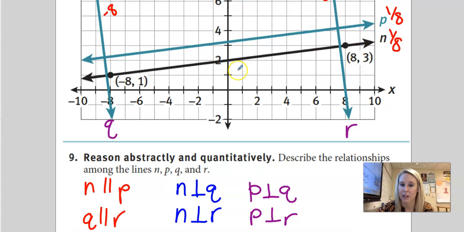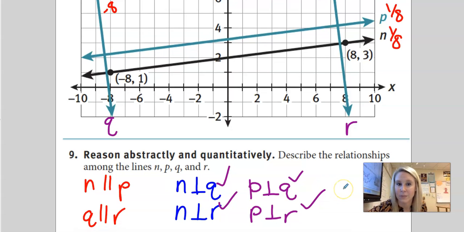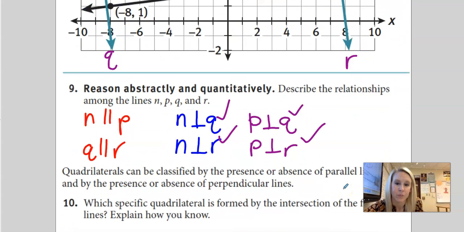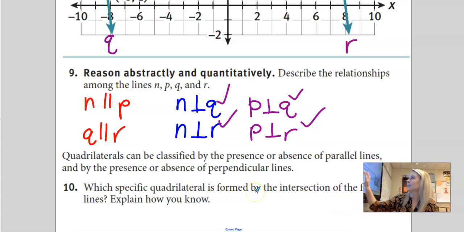So N, my black line, was perpendicular to both Q and R. And then my other parallel line is also perpendicular. So P was perpendicular to Q and P was perpendicular to R. Okay? All right. And last but not least, number 10 was a rectangle.